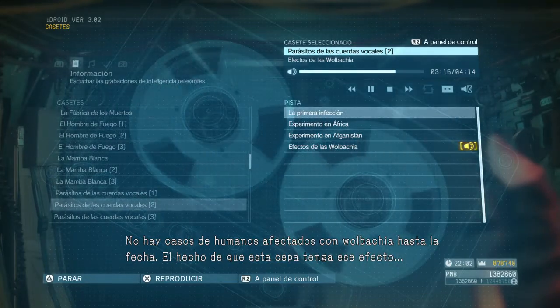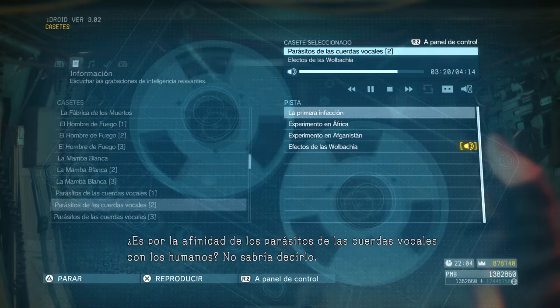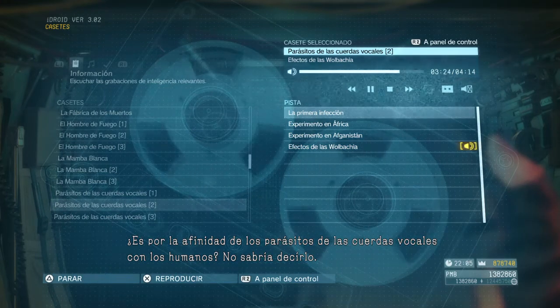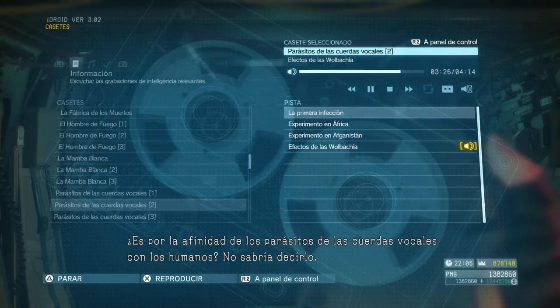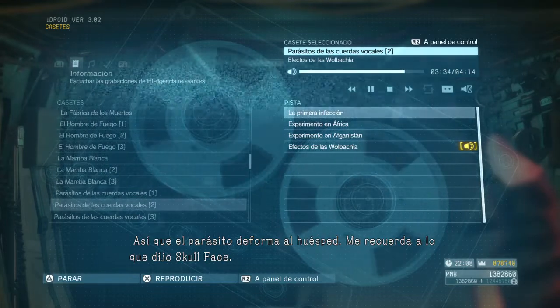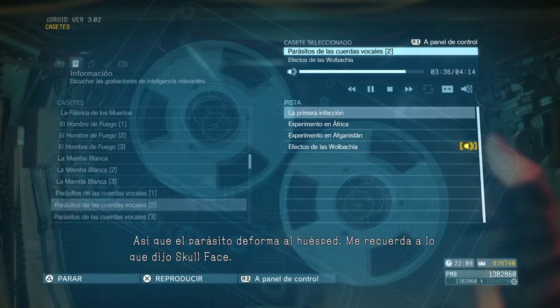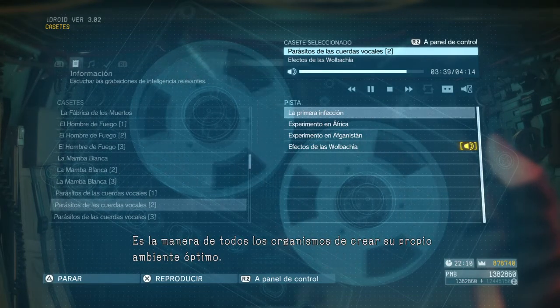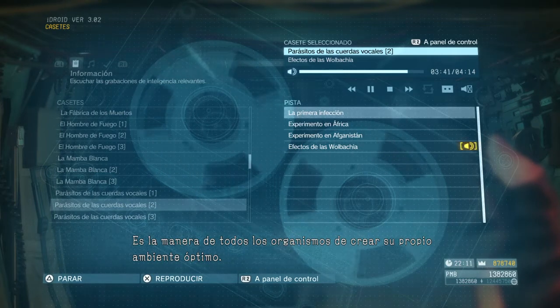The fact that this strain causes this effect, is it the vocal cord parasite's affinity with humans? I do not know enough to say for sure. So the parasite warps the host. Reminds me of what Skullface said. It is the way of all organisms to create their own optimal environment.